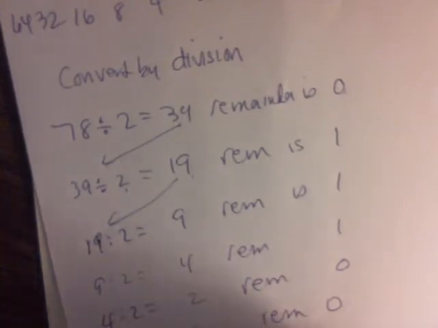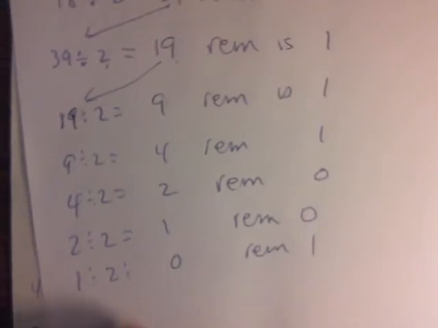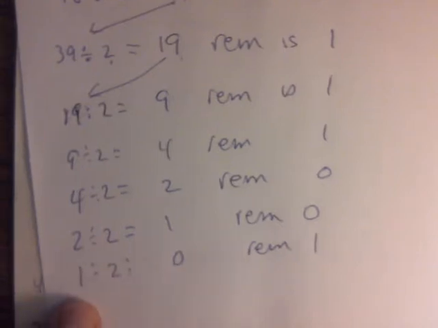There's no remainder. 2 divided by 2 is 1. Still no remainder. And here's the key. 1 divided by 2 is nothing, and my remainder is 1. That's how you know when to stop. You know when to stop when you're at the end of the line where the divisor does not go into this number anymore, and that's when you stop.